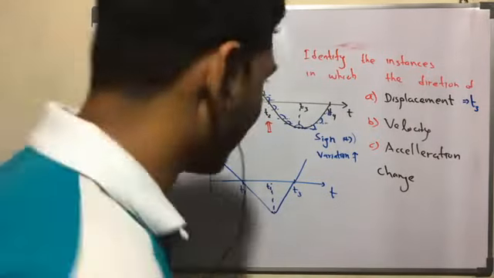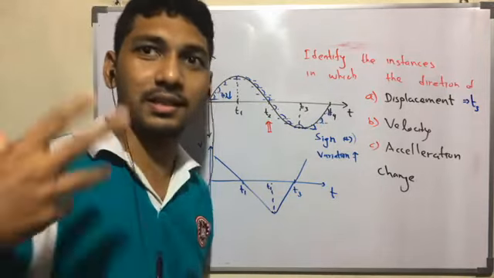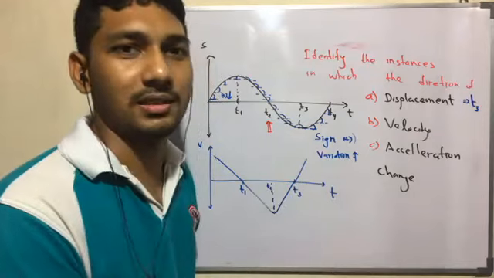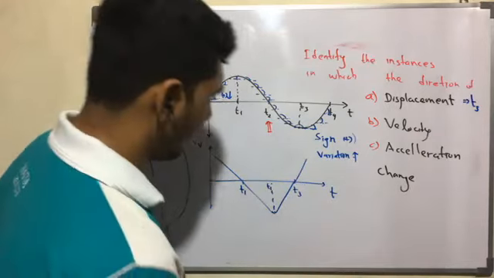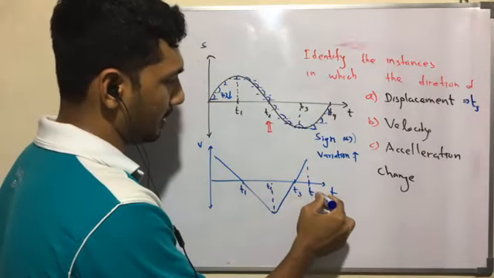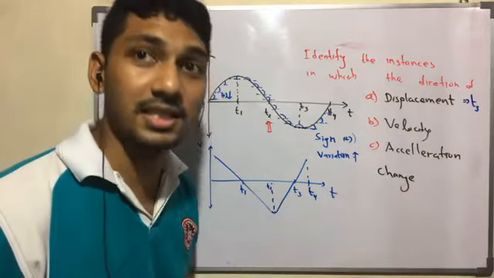So let's come to the question. Here the gradient is positive, it increases. So if you understand that concept, then you will never make a mistake. You should apply it everywhere, and then you should understand it. So here now the VT graph is ready for you. This is T4. So now you have to identify where the direction of the velocity changes.